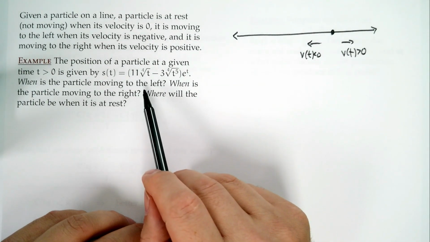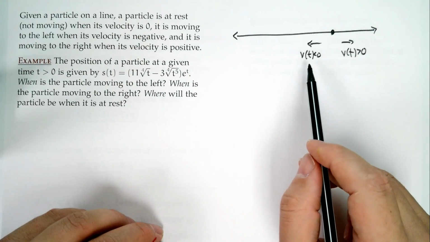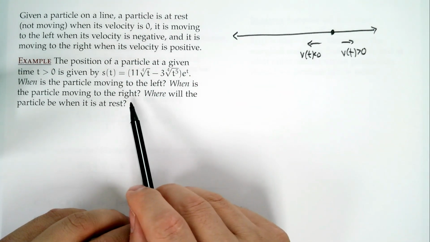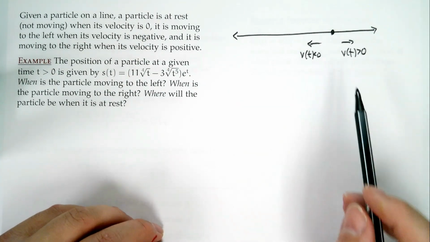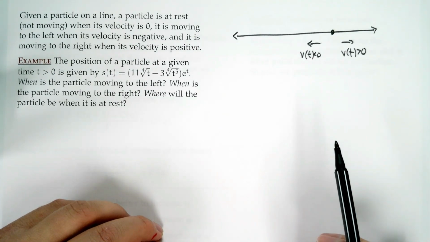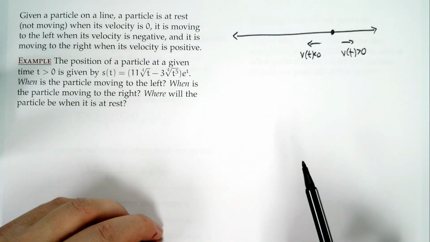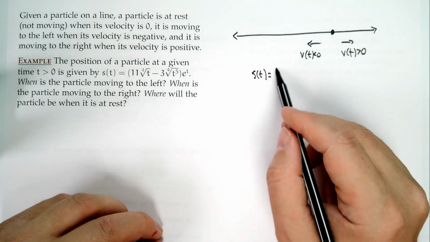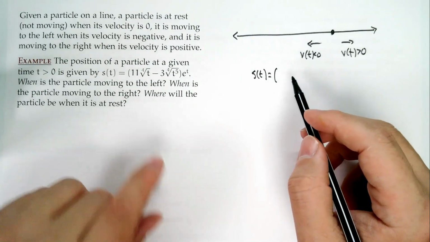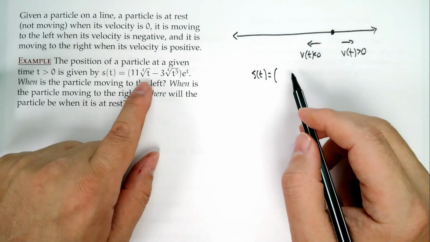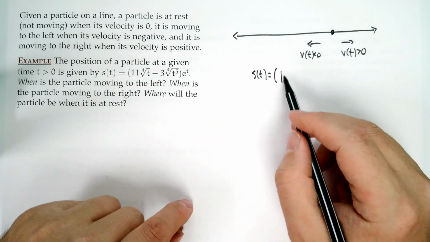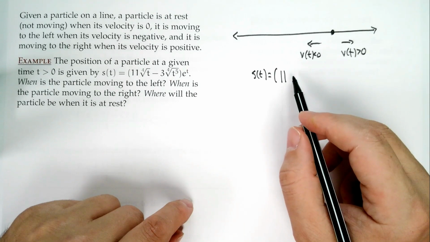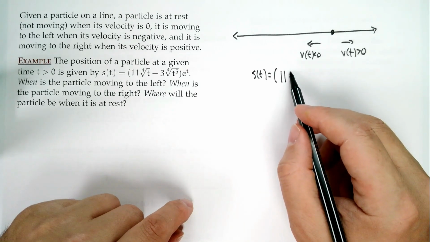When is the particle moving to the left? That says we need the velocity to be negative. When is the particle moving to the right? We need the velocity to be positive. So we should probably say, what's the velocity? Well, let's start. We have s of t. Now, notice the notation here. 4th root of t. Fine notation if you were hanging out with algebra people.